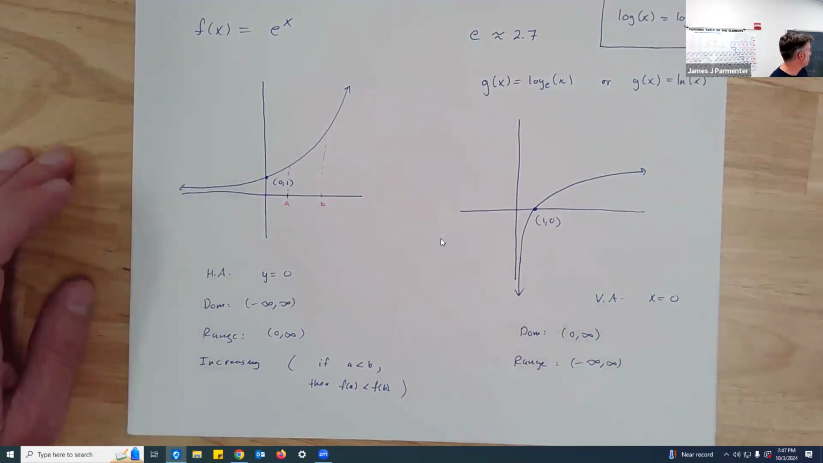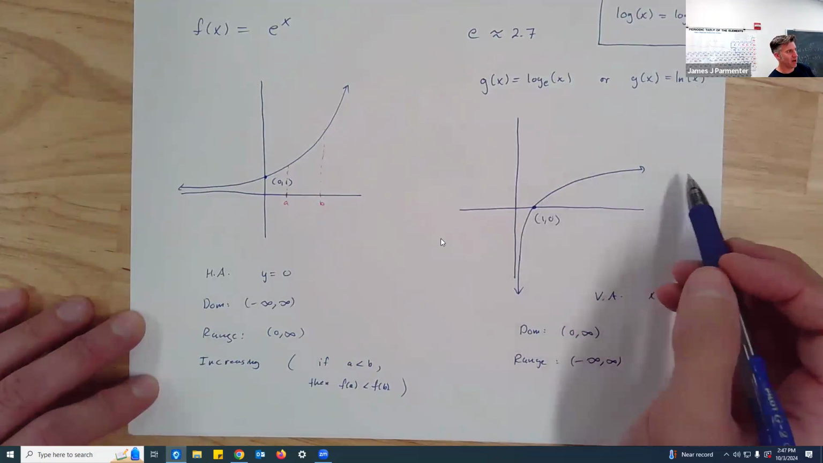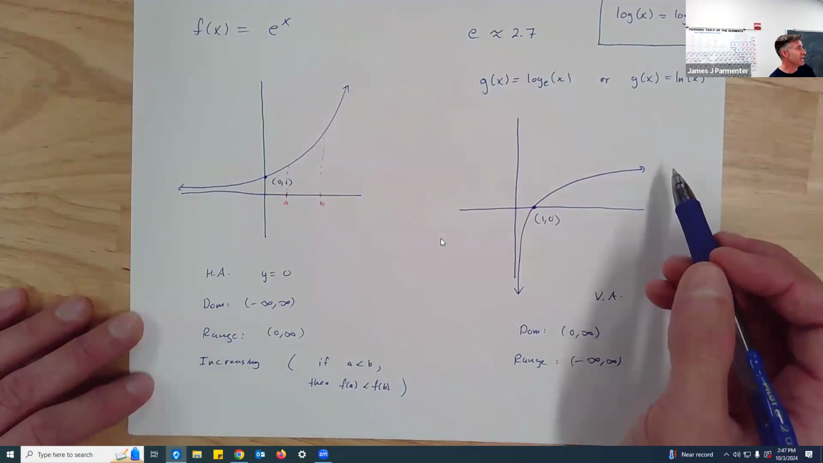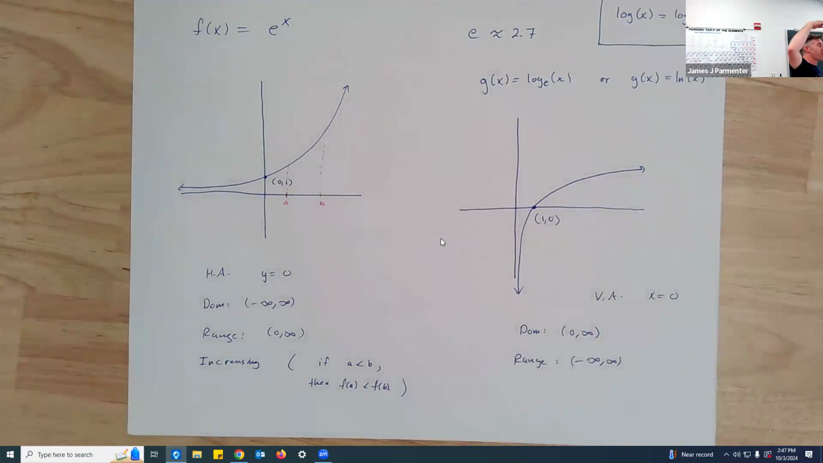I do want to point out that even though this graph looks like it's slowing down in how it's increasing, and it kind of is, it never flattens out. It keeps getting bigger and bigger and bigger forever and ever. It just looks like it's going to take forever because it does it really, really slowly. But it does keep increasing.